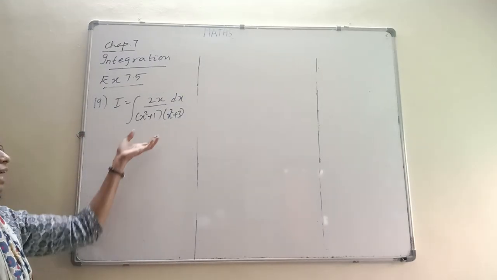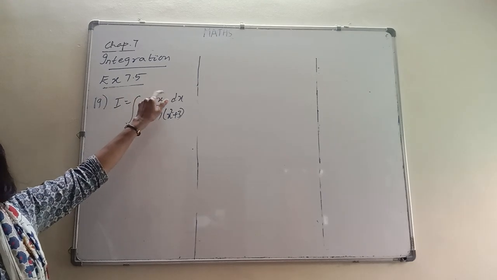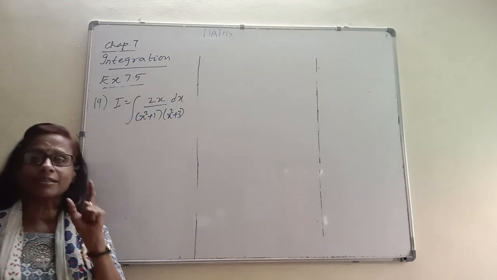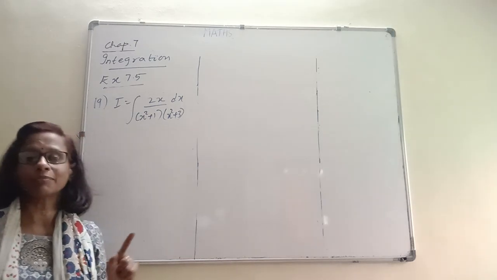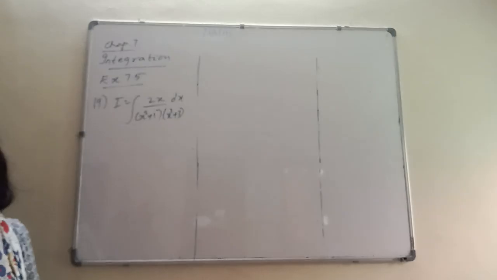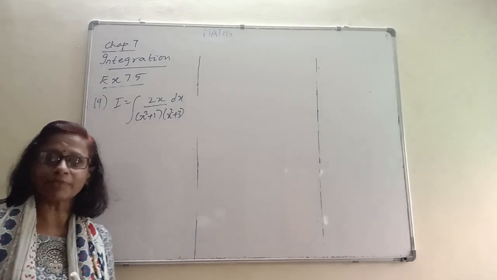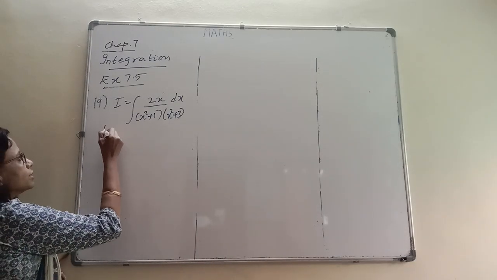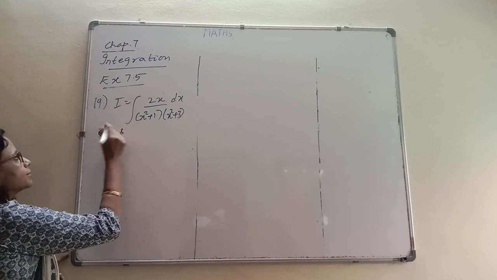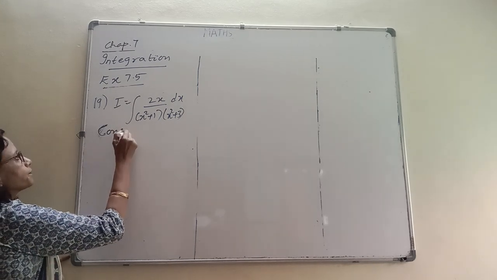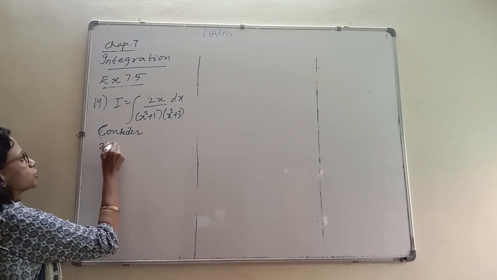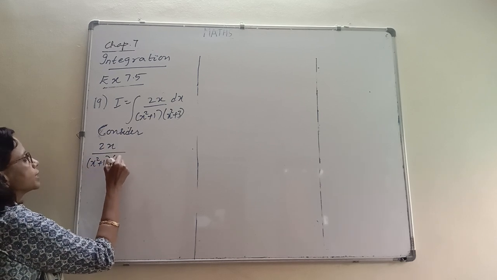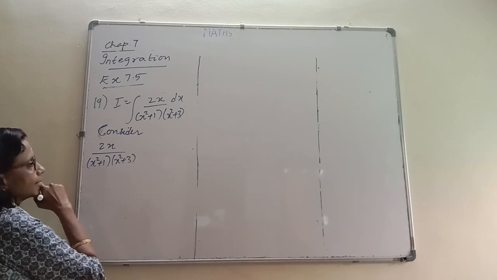But the feather in the cap over here is that you have got a linear in the numerator, and a linear in the numerator will help you understand that the substitution is going to work here. That was not the case in the earlier one, but here you can do substitution, and so matters become very simple, and you are able to get the integral really fast. So here, first let's consider 2x over (x squared plus 1) times (x squared plus 3).